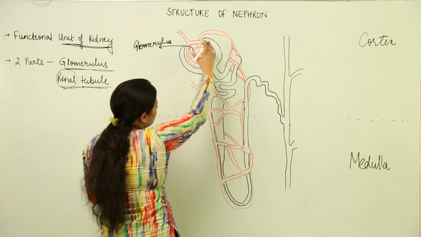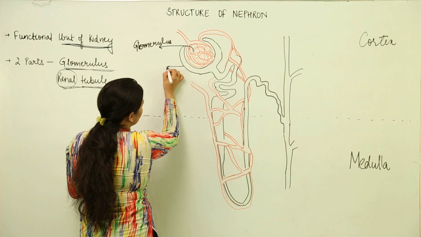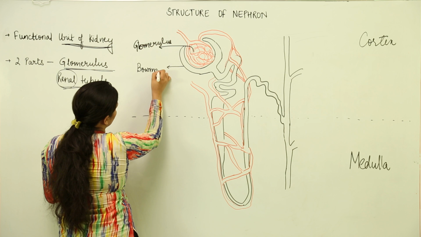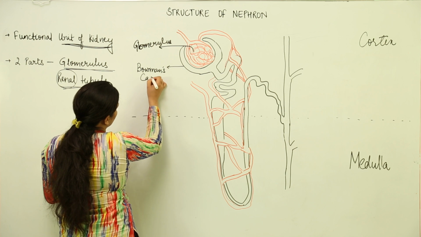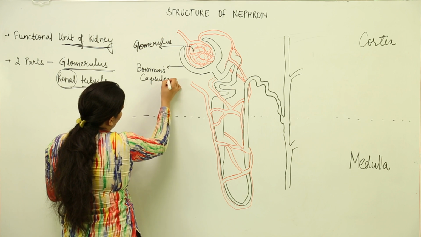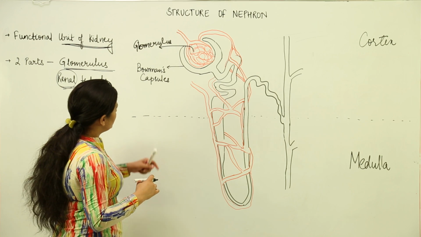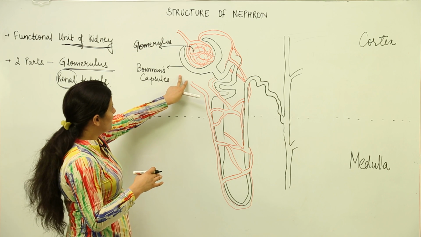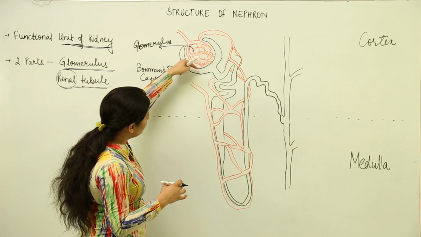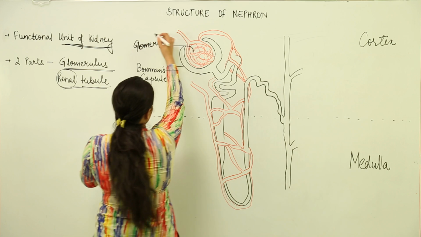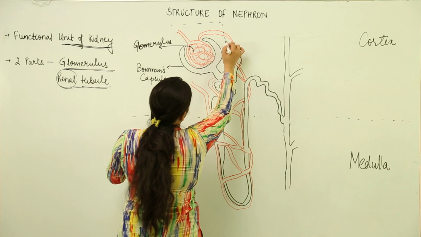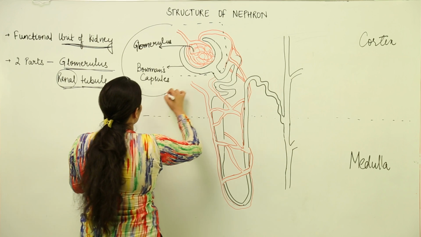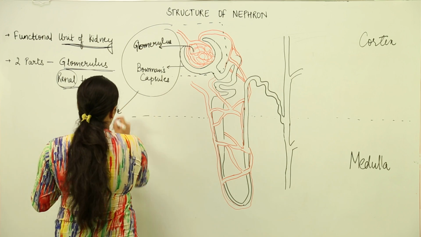Now this glomerulus is enclosed within the tubular part that is known as Bowman's capsule. Or I would rephrase it: the glomerulus is encapsulated by a tubular part known as Bowman's capsule. This entire part, glomerulus and Bowman's capsule together, is known as the renal corpuscle.